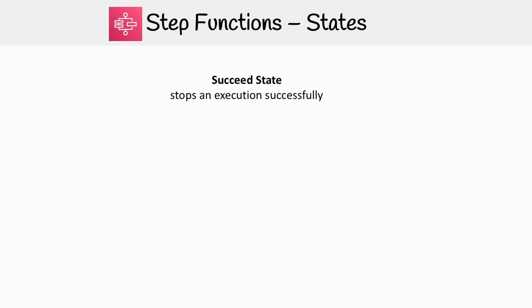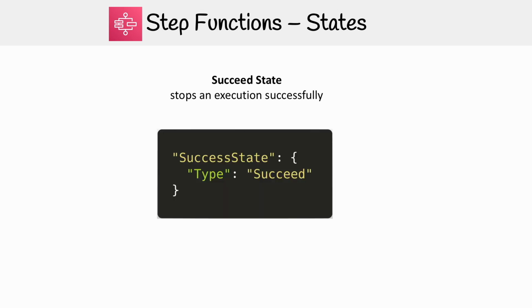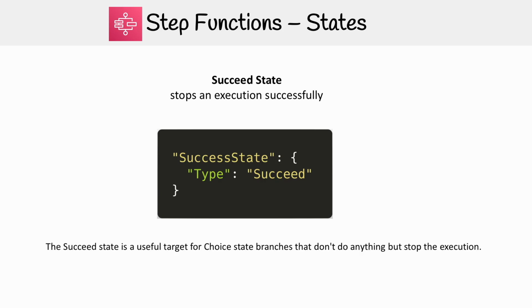And then we have our succeed state. So this stops an execution successfully. So here is an example. It's very simple. You'd wonder, well, why would you use this when you have the ability to use an end? It's suggested that these are really great for branches, like when you use the choice, that don't do anything but stop the execution. And saying that something succeeds is very clear. So I think that visually it makes a lot more sense than just an end. So that's the succeed state.